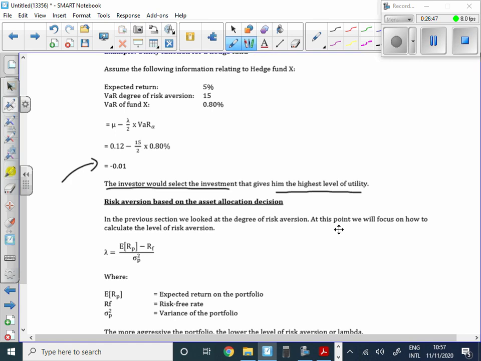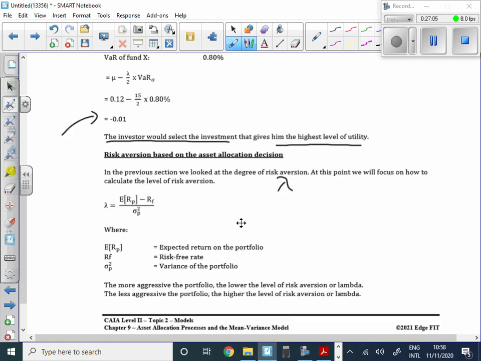Let's have a look over here. We now look at risk aversion based on the asset allocation decision. Previously, we looked at the degree of risk aversion. Remember, we talked about the degree of risk aversion being called lambda. Now we're going to show you how to calculate that. How do you calculate that? Expected return less risk-free over the variance of the portfolio.